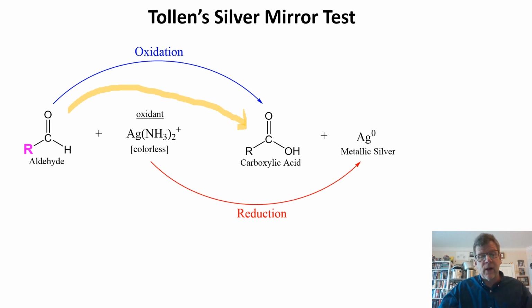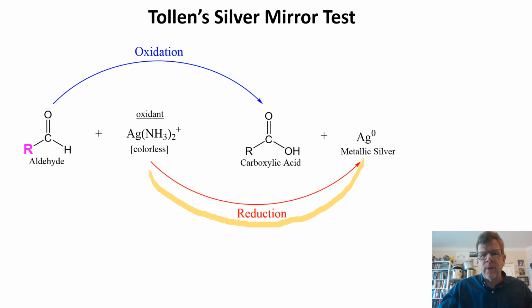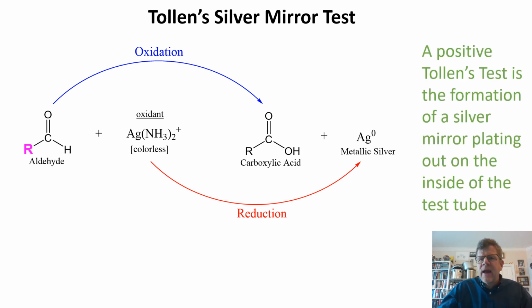We can't tell what's going on. But the Tollens reagent, being the oxidant, going from this colorless dissolved solution, when it reduces, the important thing that we get is, I've written here as Ag0. That is metallic silver. Metallic silver. And that metallic silver plates out on the inside of the test tube.